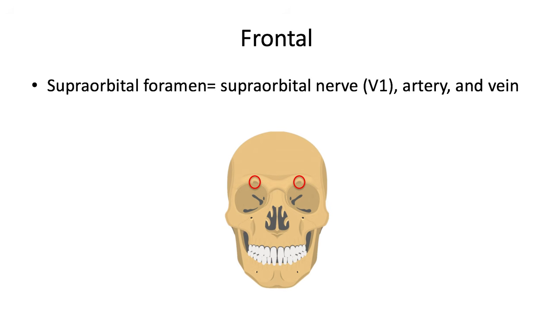So first, the frontal bone. This one has one, which is the supraorbital foramen, one on each side. The supraorbital foramen transmits the supraorbital nerve, artery, and vein, all sharing that same name, which is appropriate because it's located just above the orbit. The supraorbital nerve is part of V1, and that's the first division of cranial nerve 5, or the trigeminal nerve. And we'll talk much more about nerves and cranial nerves in future videos.